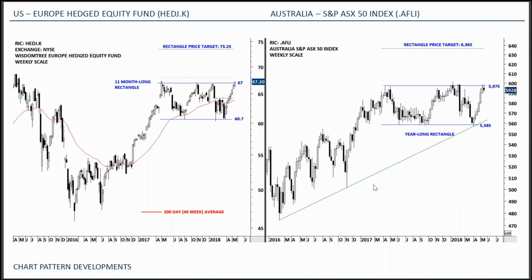My favorite chart pattern, again here, rectangles. This US listed Europe hedged equity fund is testing the upper boundary for the fourth time now. So a breakout will be a clear signal after several tests of the chart pattern boundary. And you can see another chart pattern here, a clear year-long rectangle forming in a steady uptrend. Australia Stock Exchange, this is the 50 index, testing the upper boundary for a potential breakout higher.